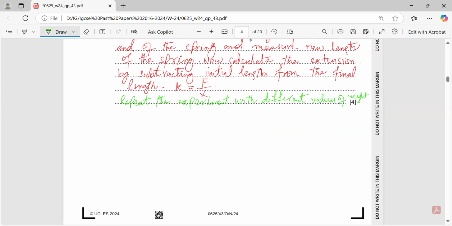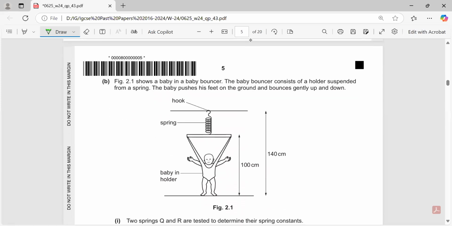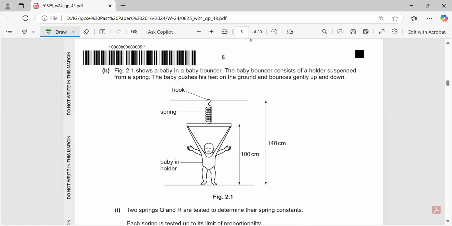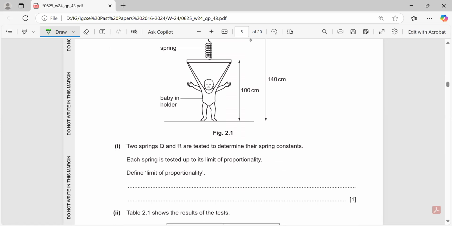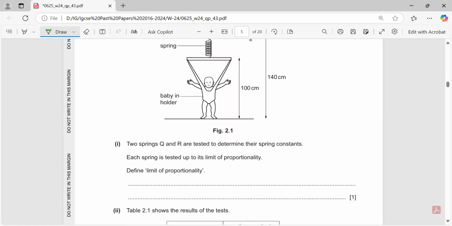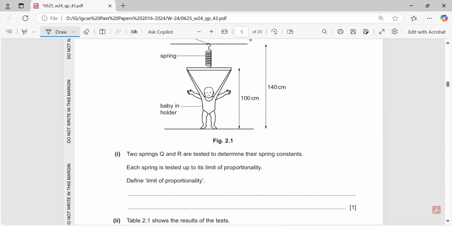Now let's move forward. Next question is, figure 2.1 shows a baby in a baby bouncer. The baby bouncer consists of a holder suspended from a spring. The baby pushes his feet on the ground and bounces gently up and down. So now two springs Q and R are tested to determine their spring constants. Each spring is tested up to its limit of proportionality. Define the limit of proportionality.